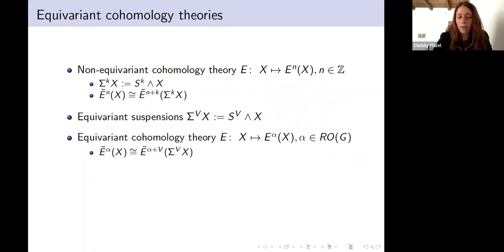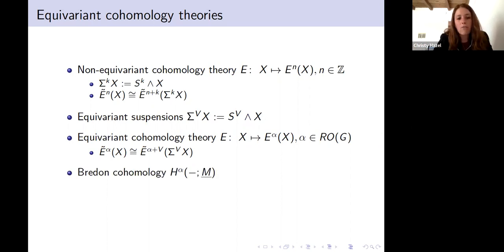Now equivariant cohomology theories, this again is going to be some assignment that takes each object in our world of G-top, so each G-space, and assigns it to some sequence of abelian groups. Now this is going to be graded on RO(G), the representation ring for G, this Grothendieck group of finite dimensional real orthogonal G representations. One motivation for why this grading is the right thing to do is that this lets us make sense of this suspension isomorphism. So now I can say that the reduced cohomology of the Vth suspension of X is given by taking the reduced cohomology of X and shifting it by V.